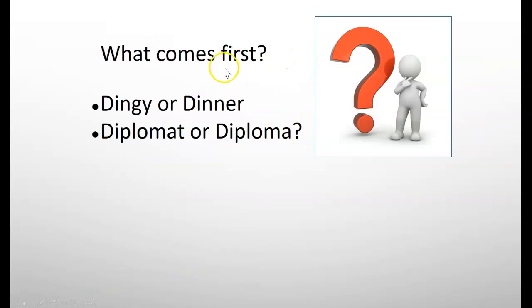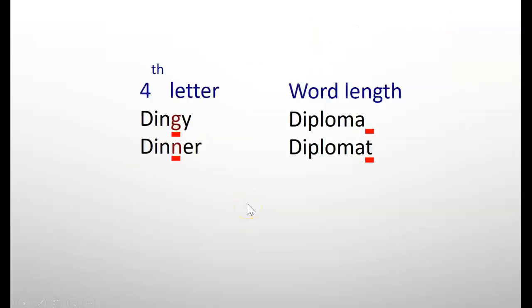Now look at this. What comes first, dinghy or dinner? Which word will you find first in a dictionary? D is common, I comes here, this I is also common, N is also common. Now the fourth letter, G and N. So which one comes first? G comes first. That means here we will stop exploring, because now we know that dinghy comes first and then you have dinner. Similarly, you can tell me whether diplomat or diploma, which one will come first. So this is how we explore. Till you find the similarity between words, you keep looking at the next option till you reach your word.